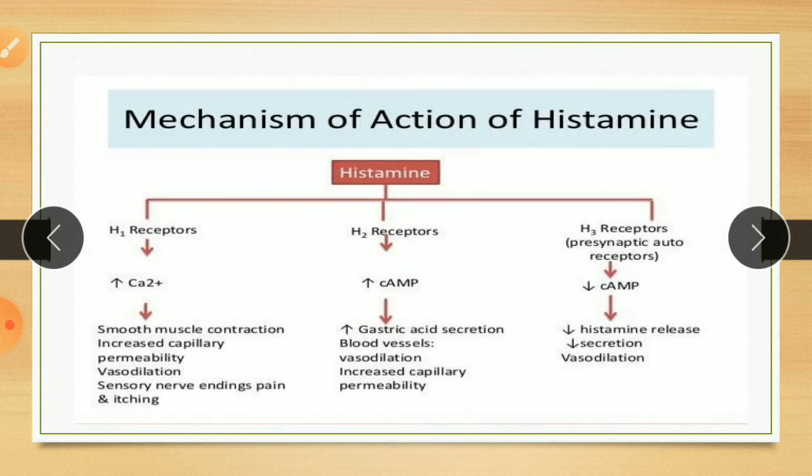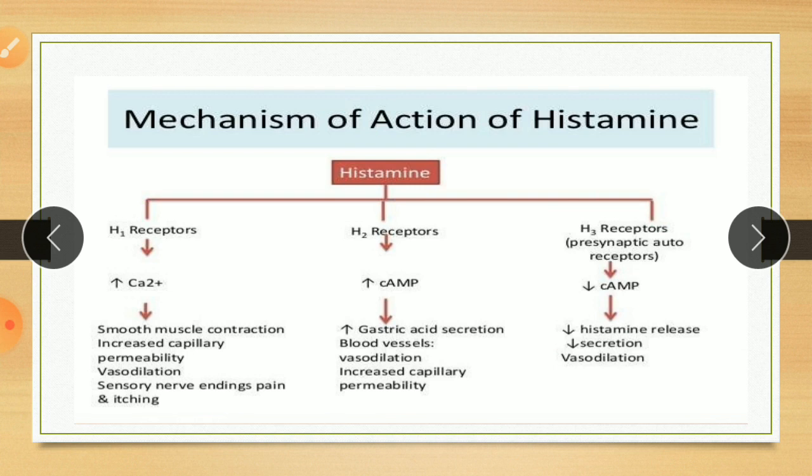Then regarding the mechanism of action, as we know, histamine after release combines with its receptor. For example, here it combines with the H1 receptor, which leads to an increase in calcium level, and therefore the various effects are obtained, that is smooth muscle contraction, increased capillary permeability, vasodilation, etc. In case of the H2 receptor, cyclic AMP increases by stimulation of the adenyl cyclase enzyme, therefore there is an increase in gastric acid secretion, blood vessel vasodilation, increased capillary permeability. Similarly, H3 receptor stimulation decreases cyclic AMP, decreases histamine release, decreases secretion and vasodilation.